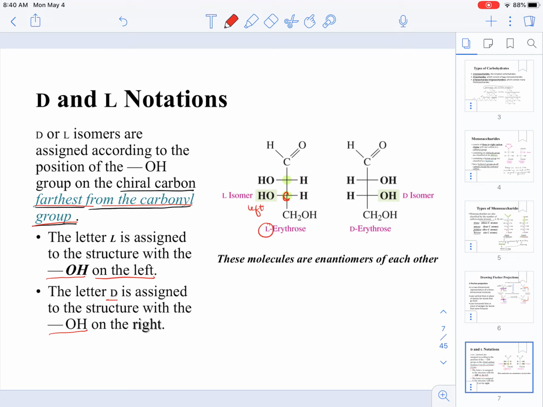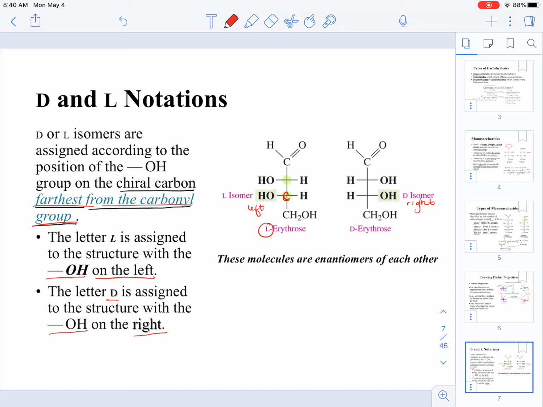If we have a D notation, it is on the right. So even though we have many chiral centers in monosaccharides, D and L notation is determined, as I just explained, by looking at the chiral carbon that is the farthest away from the carbonyl group. So it is essential that if you don't remember what chirality is or how to determine what is a chiral carbon, make sure that you review that. All of that comes from your background in organic chemistry.